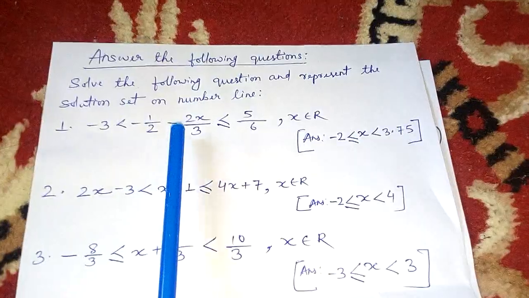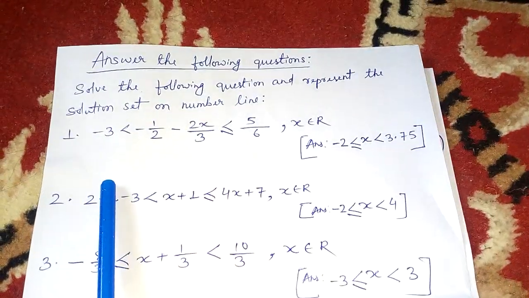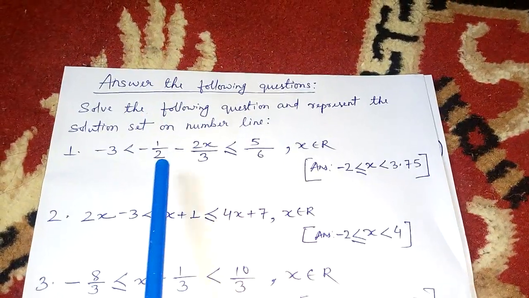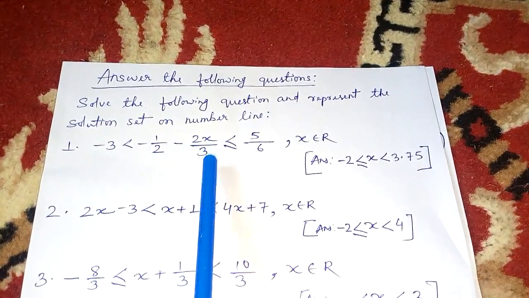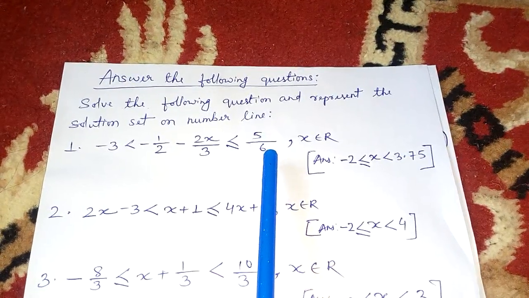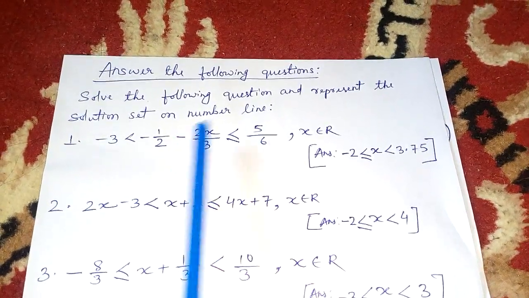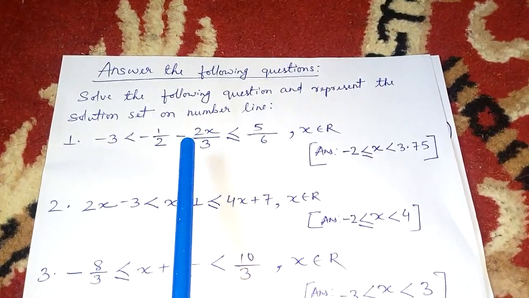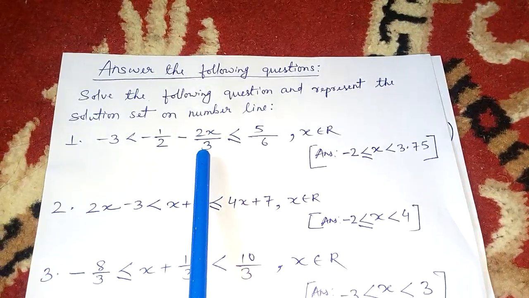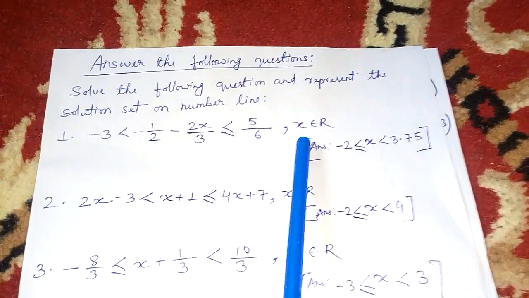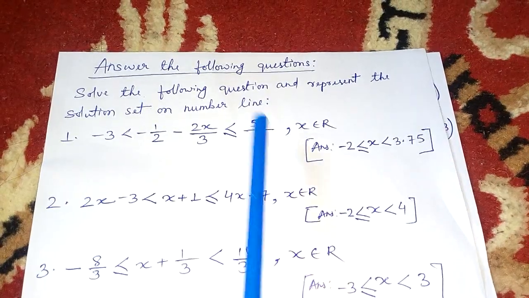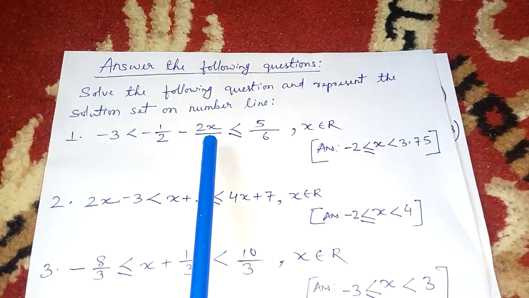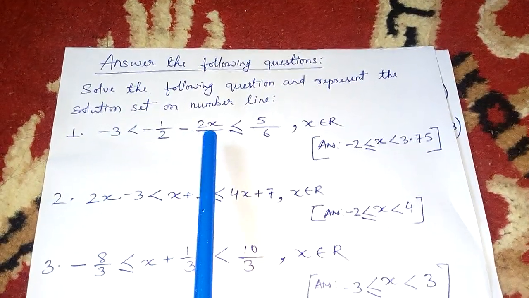So in this case your x will become a positive number. In case 2 you are going to take the second part and third part, that is minus 1 by 2 minus 2x by 3 less than equal to 5 by 6. In this case, what you do, take minus 2x by 3 from the left hand side to the right hand side and bring 5 by 6 to the left hand side. In this case your x will become a positive number or a positive expression.